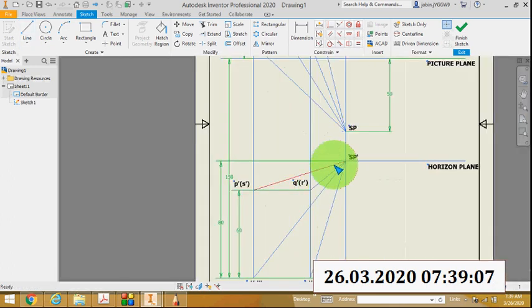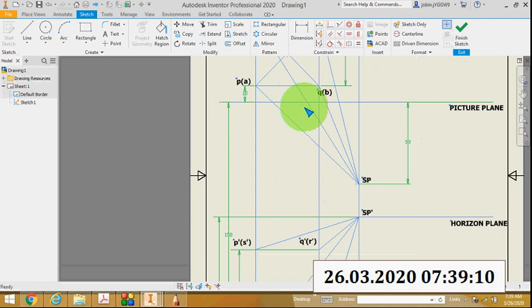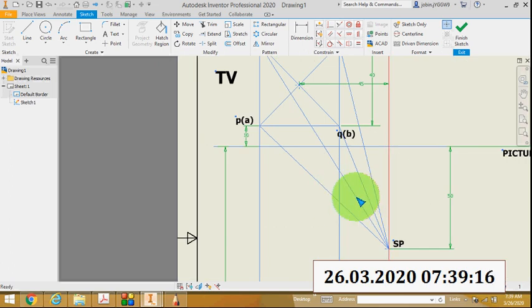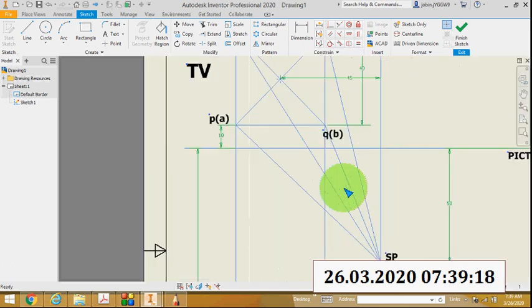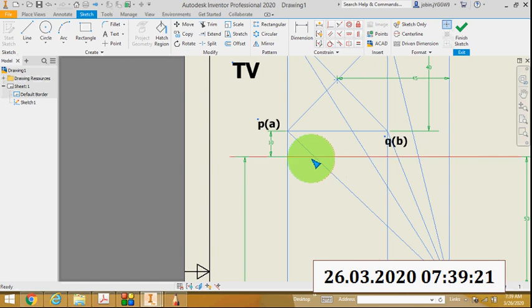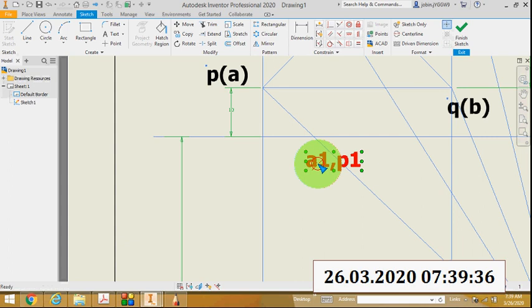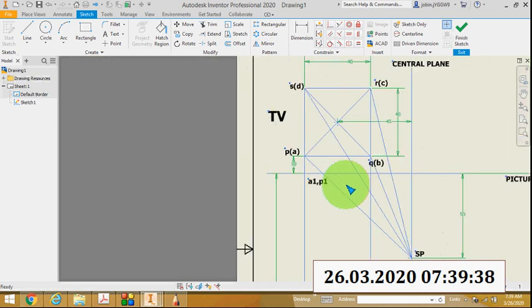Then I will find the first point. When I draw SP to the top view points, these lines are called visual rays. They touch the picture plane, and those points are called piercing points. I will mark the names of the piercing points. The name of this point is A and P, so this point is marked as A1, P1.